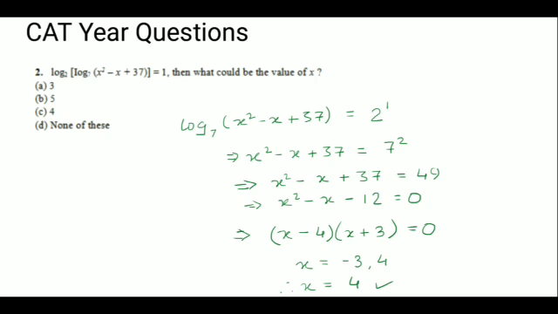I will do the same thing. एक एक करके मैं log हटाऊंगा. तो पहले मैं ये 7 को, पहले मैंने ये 2 को यहाँ भेजा तो 2 to the power 1 आ गया. फिर मैंने 7 को भेजा तो 7 square हो गया. Eventually, I got a quadratic equation.